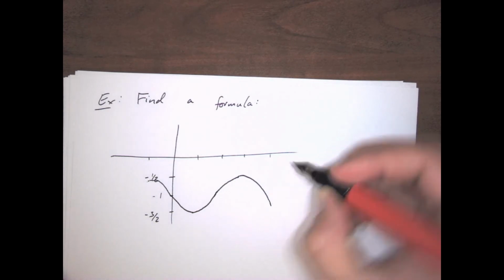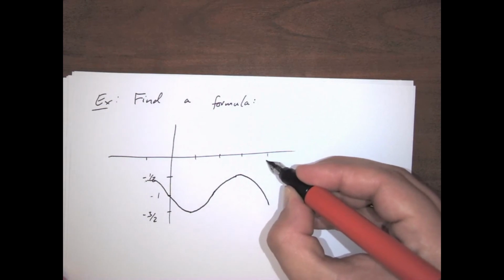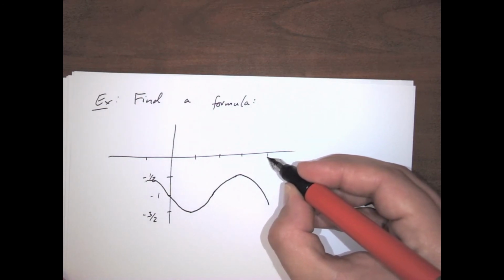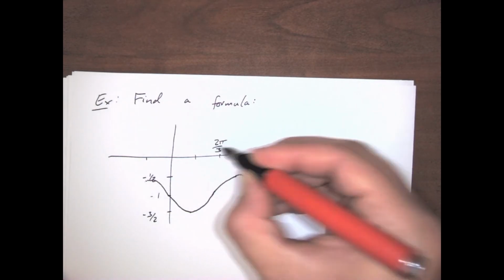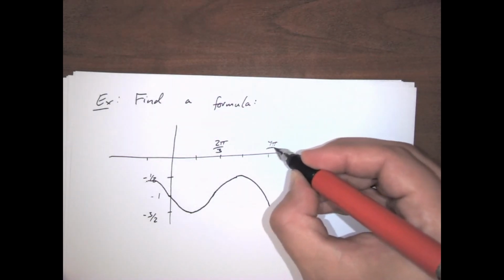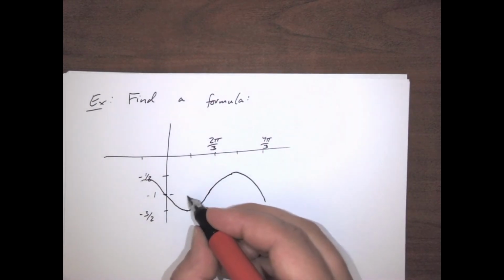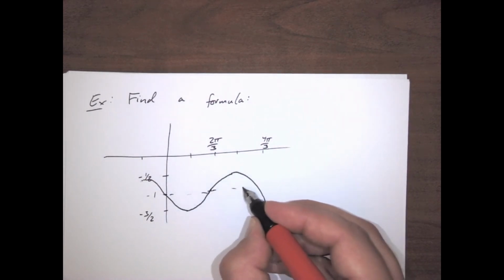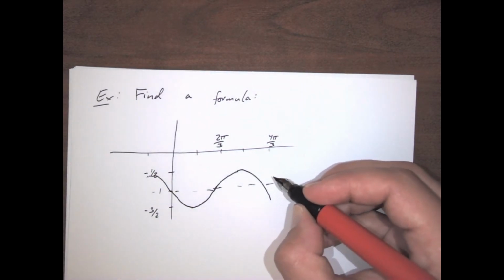Namely, from this, and then let's say that this is equal to right here. Let's say that what we're given is that this is 2 pi over 3, and this is 4 pi over 3, and then the other tick marks are not labeled. Now let's just figure out what we can figure out.